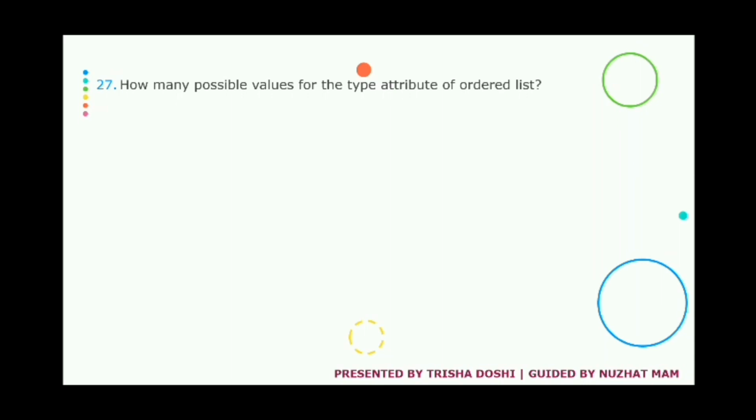Question 27. How many possible values for the type attribute of ordered list? A. 3, B. 4, C. 5, D. 6. The correct answer is C, 5.